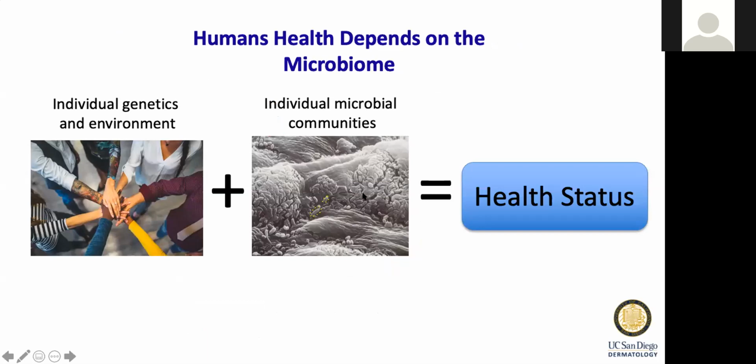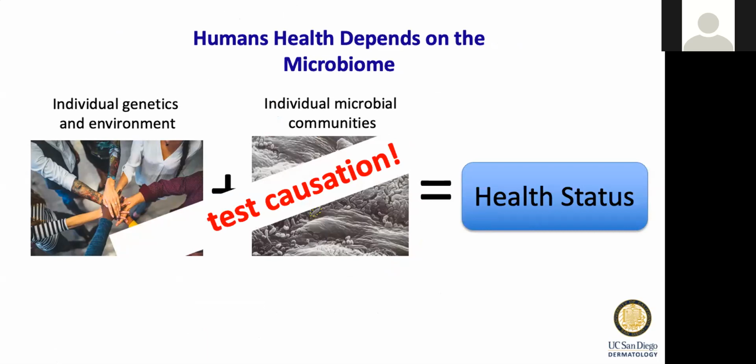So I'll leave you with this: it's never one thing, but hopefully I've convinced you that human health depends on genetics and environment as well as the microbial communities, and that can affect health status. But you have to test causation. There are a lot of spurious claims, which frankly I think have damaged the reliability of much of what is said about the microbiome in general, and we have to approach this much more cautiously and with a critical eye.